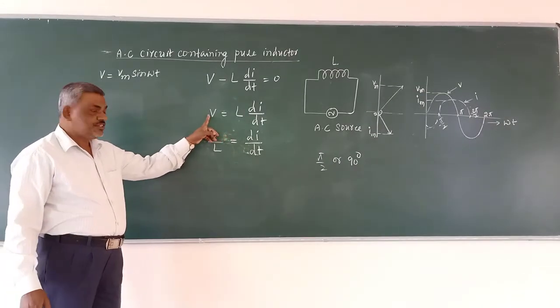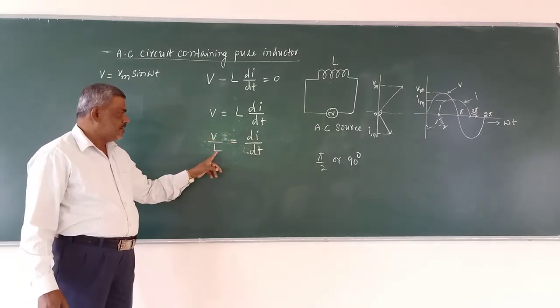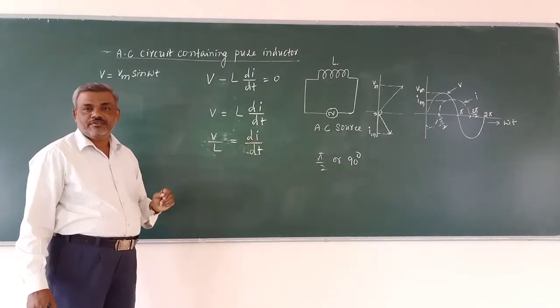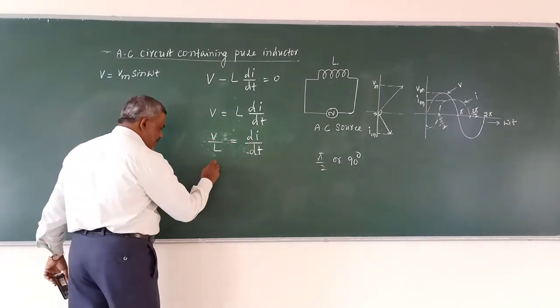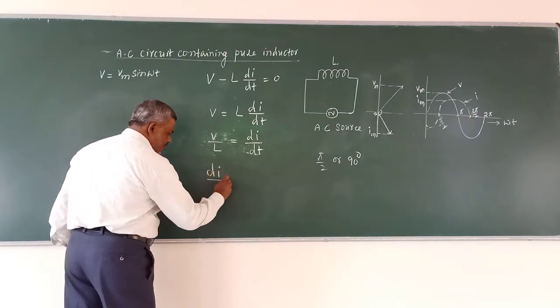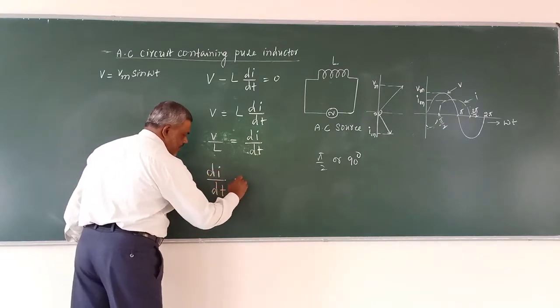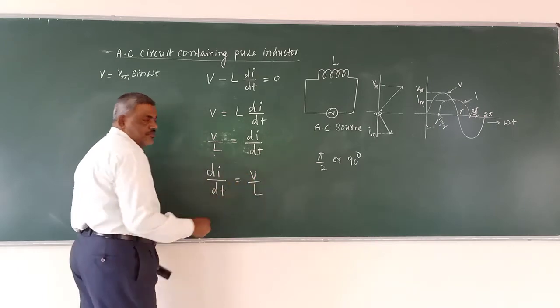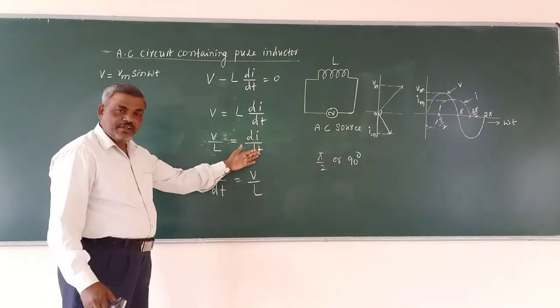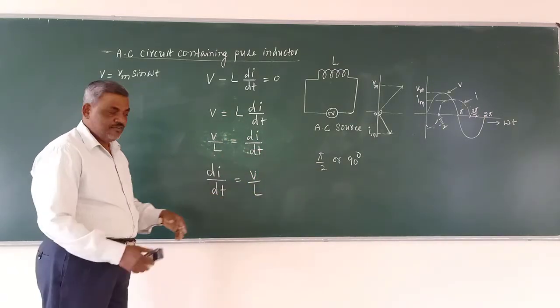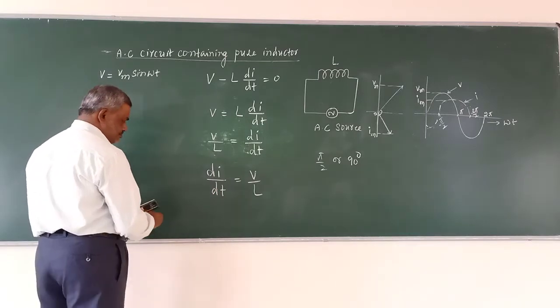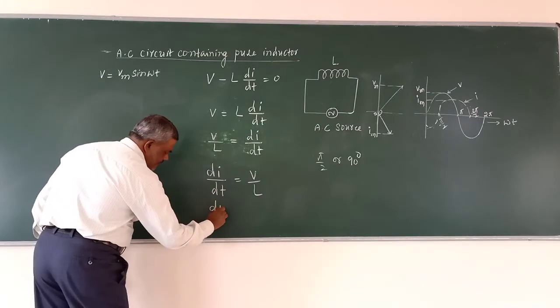So the above equation is written as V by L equal to di by dt. So now di by dt equals V by L.